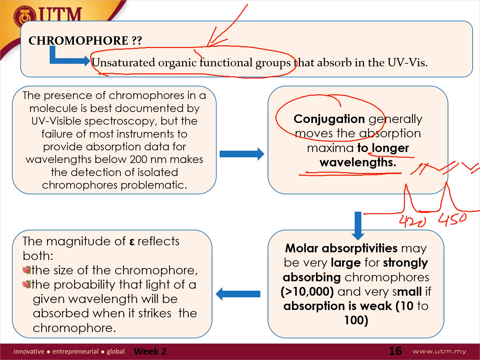Okay. Molar absorptivity may be very large for a strongly absorbing chromophore, more than 10,000, and it is very small if the absorption is very weak. The magnitude of epsilon reflects the size of the chromophore, and also the probability that light of the given wavelength will be absorbed when it strikes the chromophore.